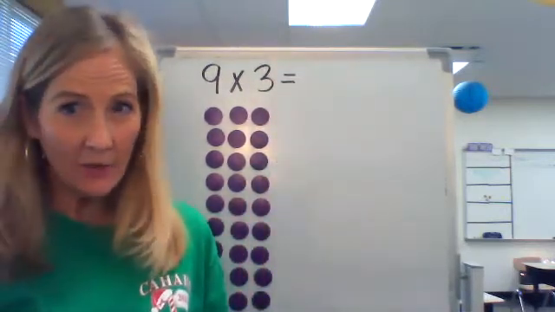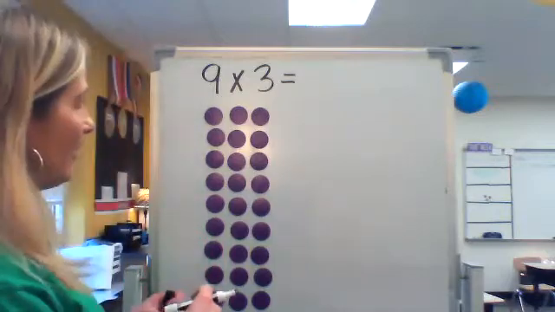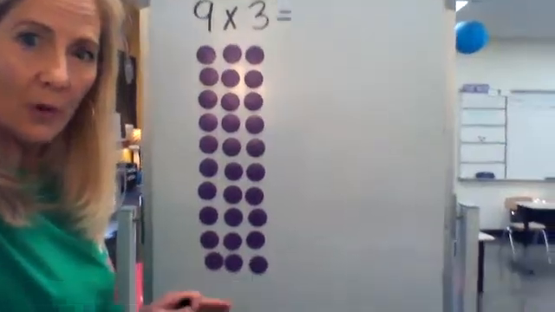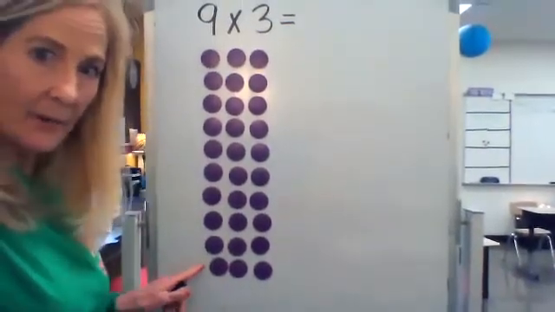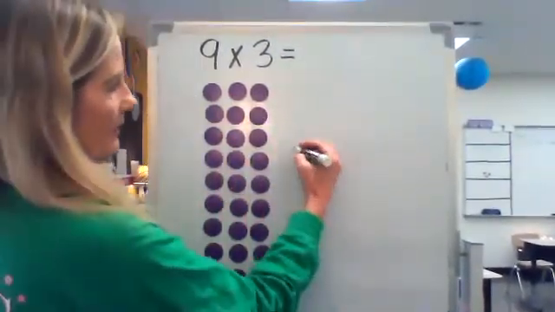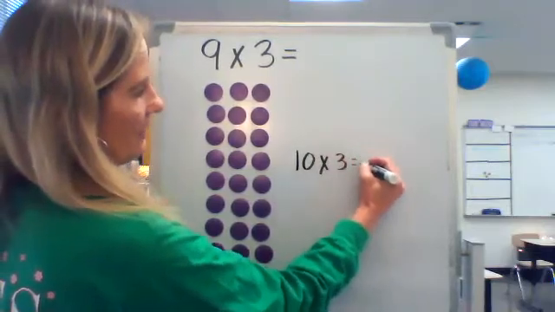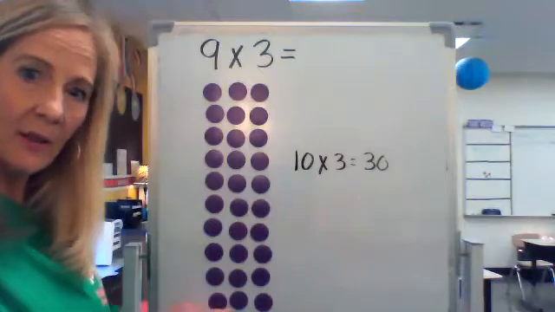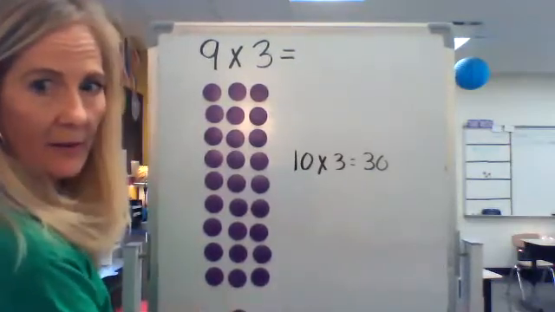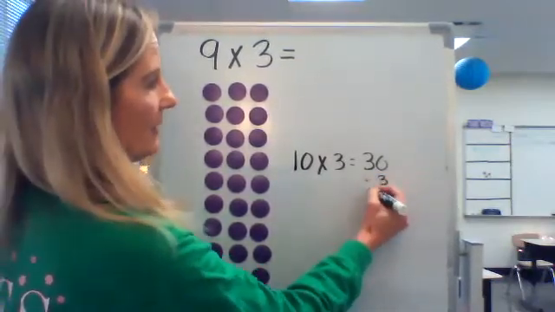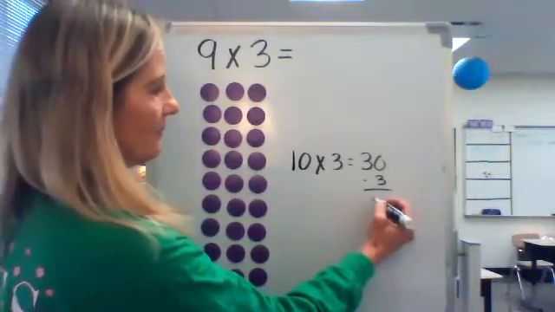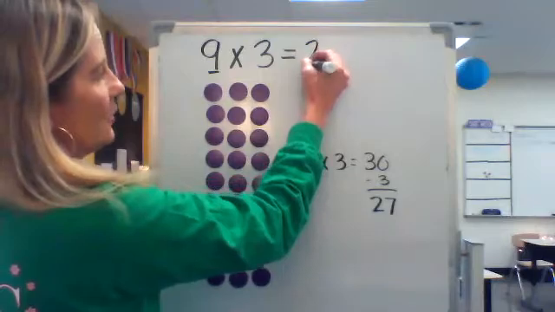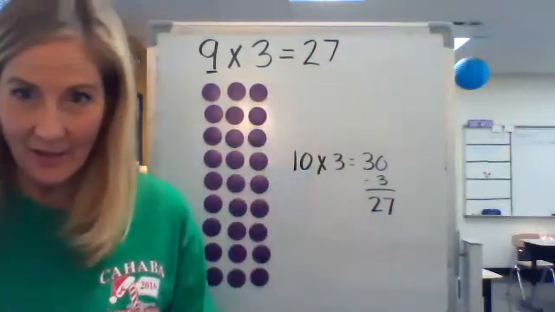I might not know what that is, but would you know what 10 groups of 3 is? If I added one more group of 3 down here on the bottom, 10 times 3, 10 groups of 3, is 30, right? We know that. And if I take away this little extra bottom row, one group of 3, I'm going to be left with 27. And that's the answer to 9 groups of 3. That's 27. So I have 27 magnets here.